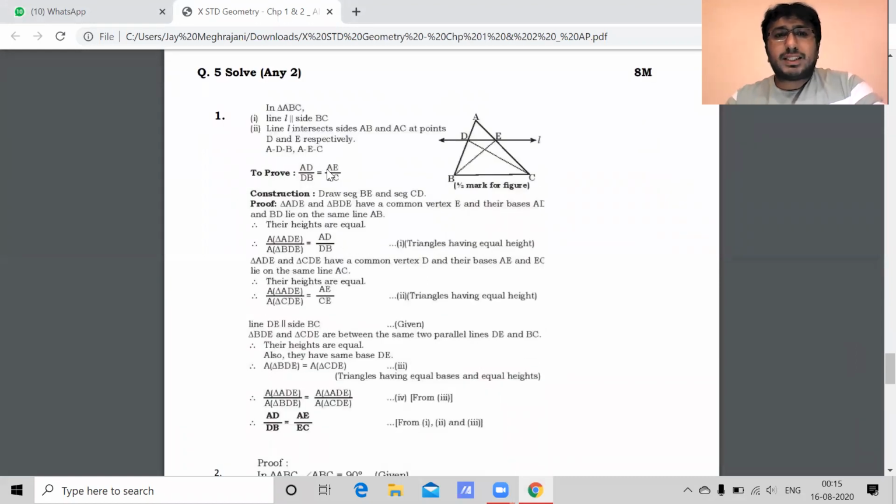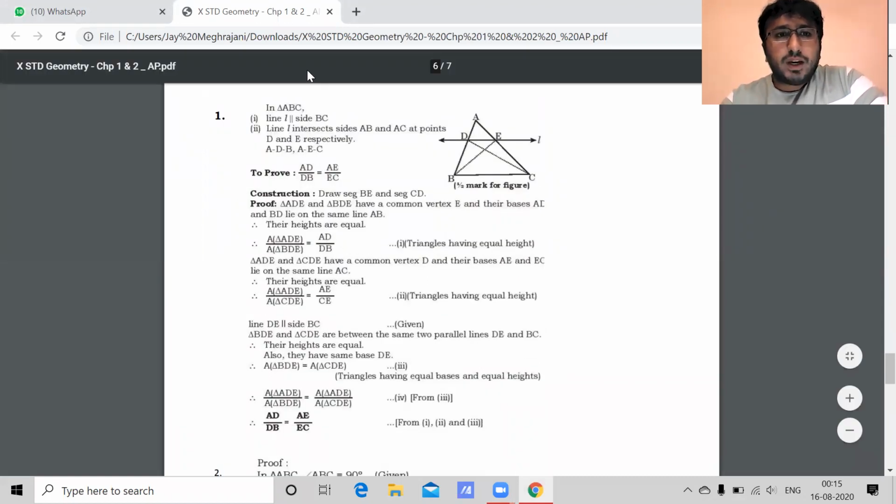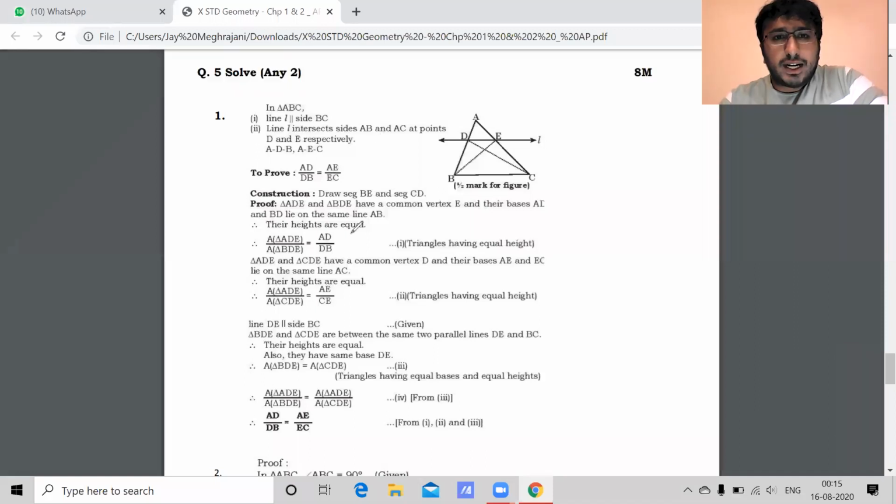Student, next was basic proportionality theorem. We are supposed to prove basic proportionality theorem. So for figure, you will be having half marks. For given, you will be having half marks. It is for 4 marks. For to prove, you will be having half marks. For construction, you will be having half marks. First step will give you 1 mark.